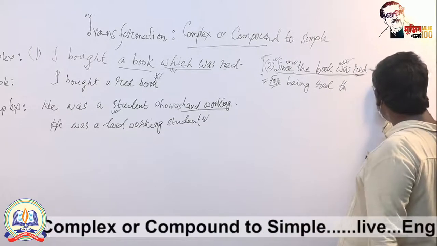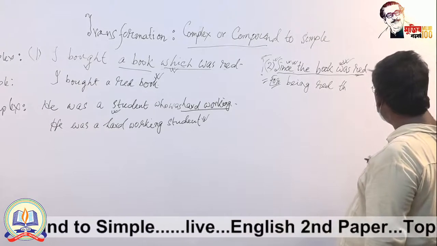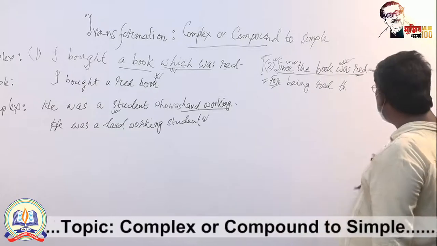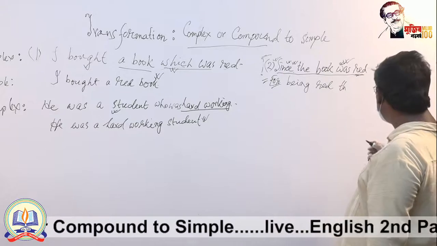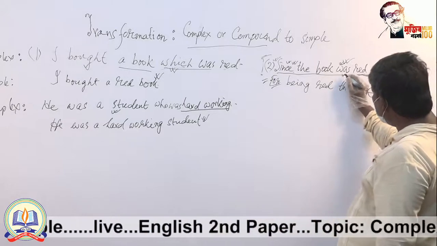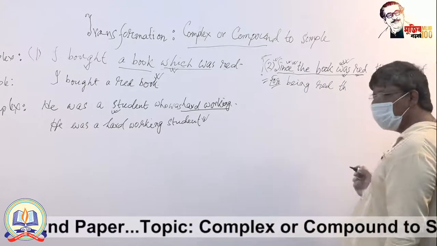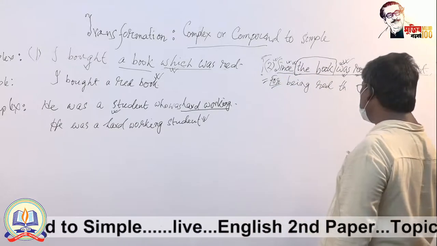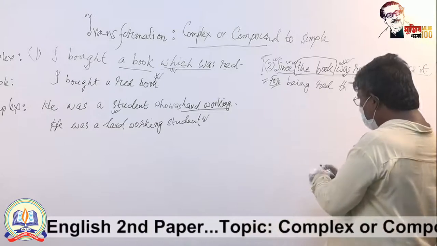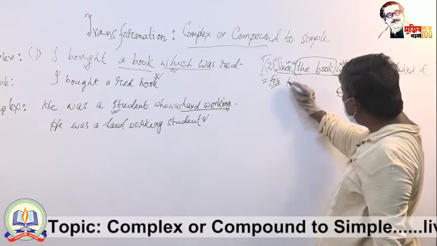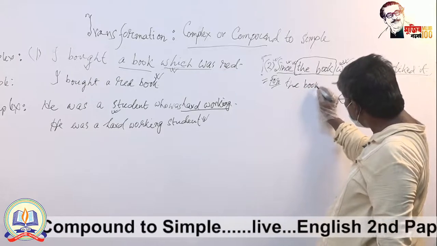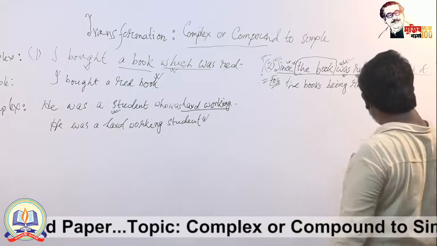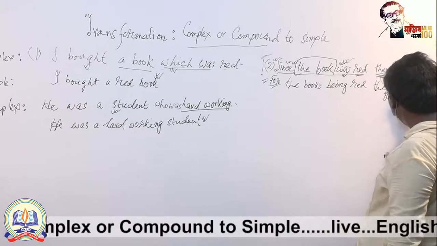Well, this is really a complex one, because we have two different subjects for two clauses. The subject of the subordinate clause is the book, and the subject of the main clause is "they". Since we will make the finite verb of the subordinate clause a present participle, we need to use the possessive form of the subject of the clause. The subject of the subordinate clause is the book, so we will use its possessive form. For the book's being read, they liked it.